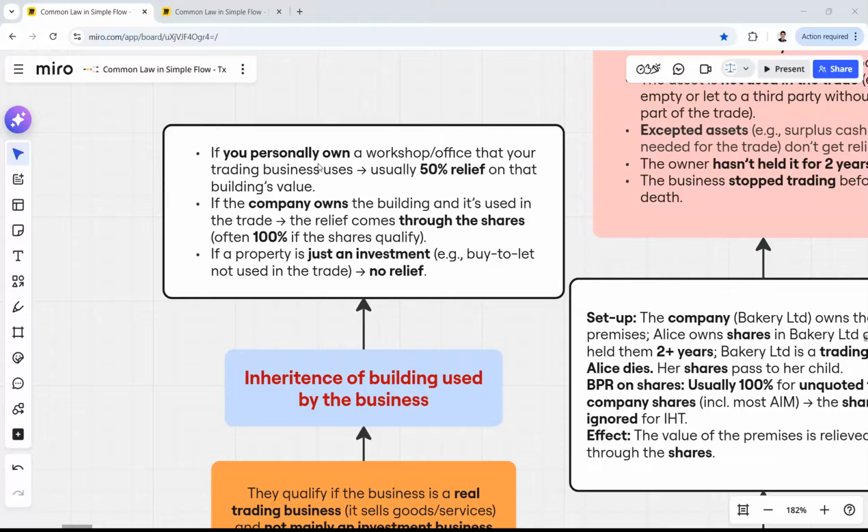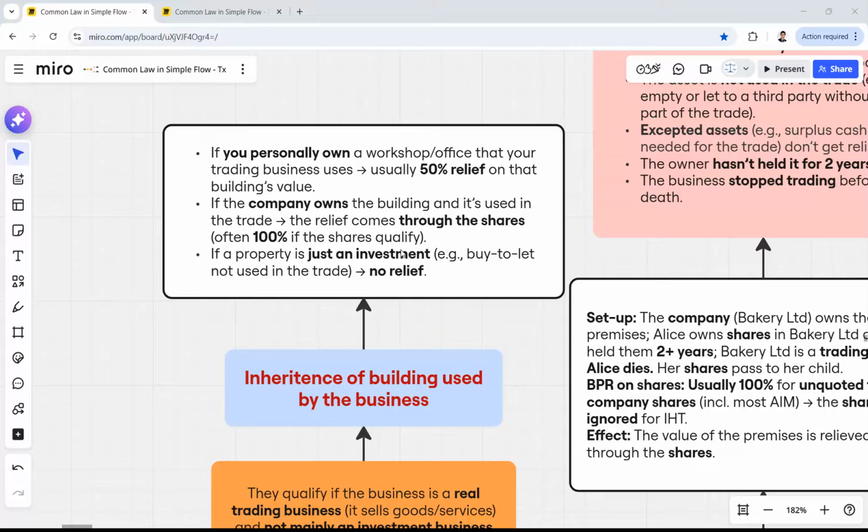If you own a building, a workshop or an office, and your business, which is a separate legal entity, just uses that building, so it is still under your name, then you will get half of the relief, like it will be 50% of the relief. But if the company, the separate legal entity that you own, also owns the building, then it's part of the company and you will get 100% of relief.